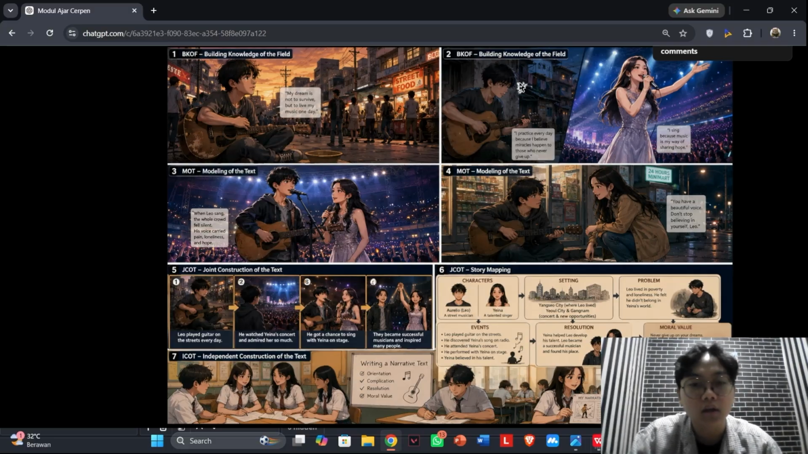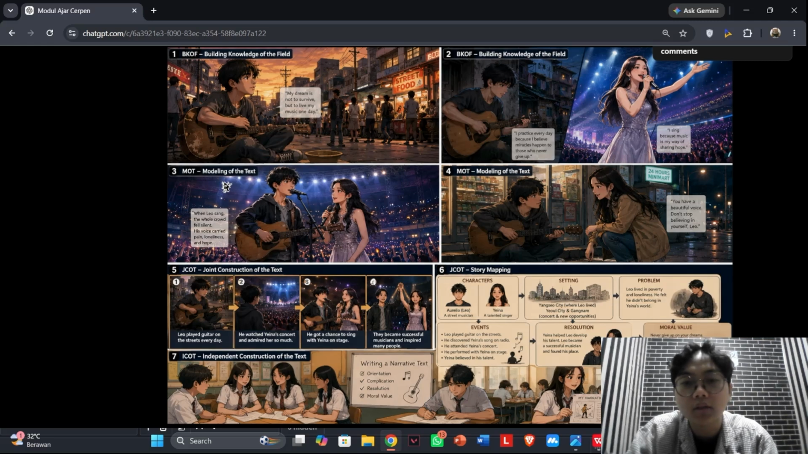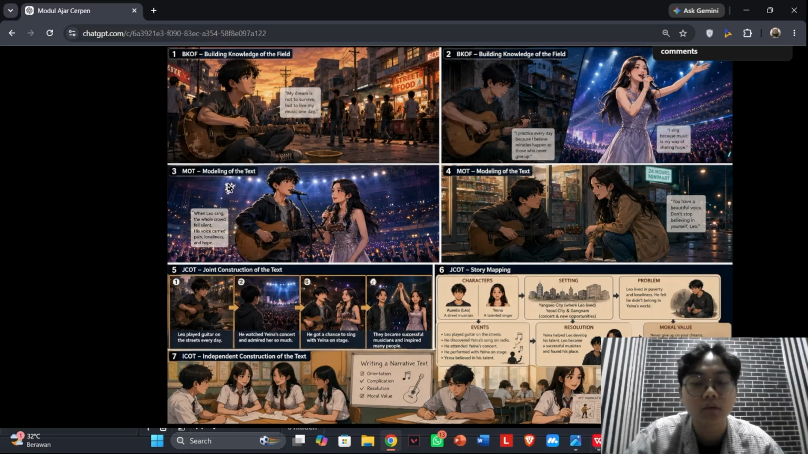And then the next is the MOT. This illustration shows the important moment in the story when Leo performed on the stage with Yeina. From this scene, students can identify the climax and the emotional turning point of the narrative. And the next scene focuses on kindness, friendship, and believing in someone's potential. So it helps students understand the moral value of the story, guys.